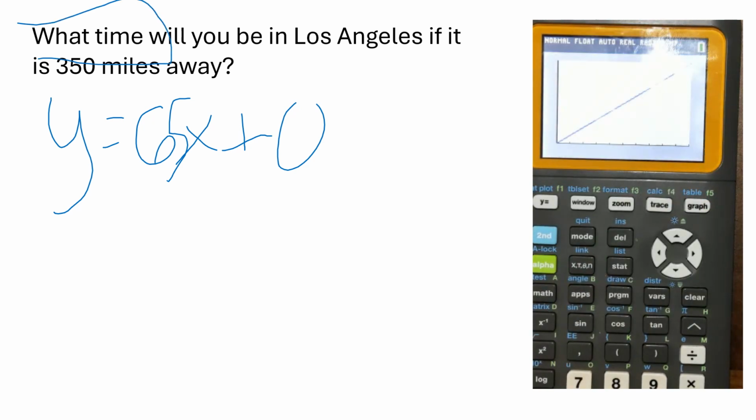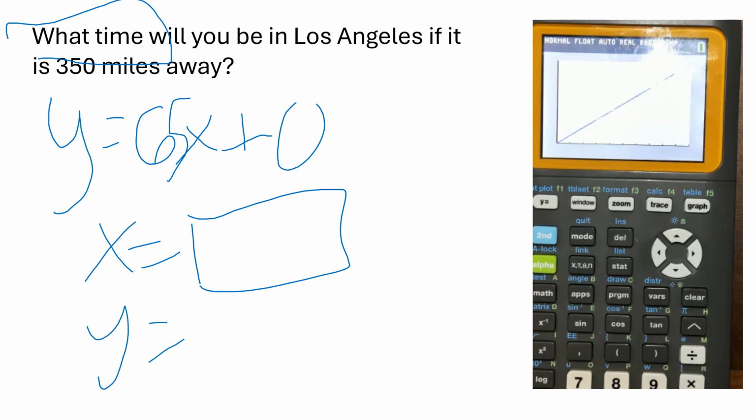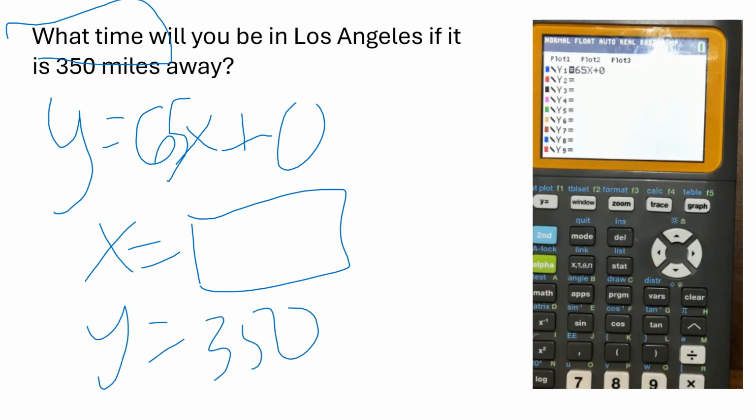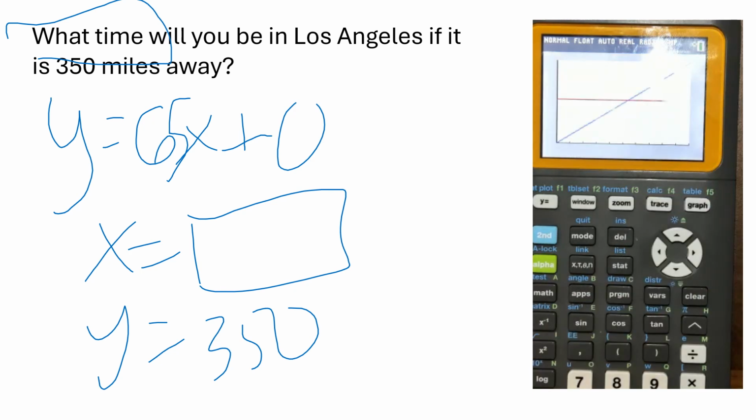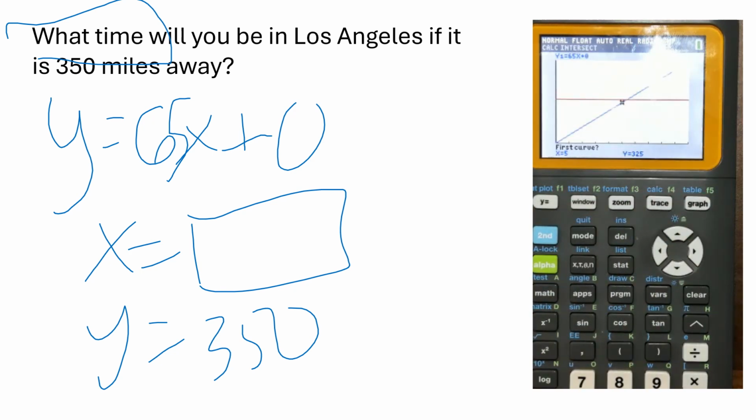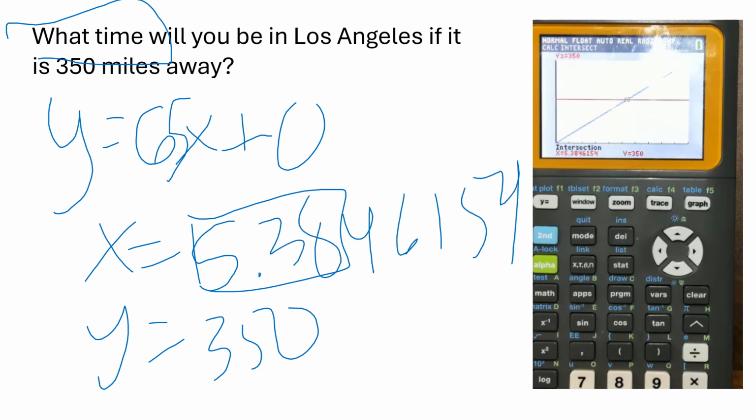At what time? So I'm looking for x. X is always time. And I'm given a y of 350. So if I come over here, I'm going to go down to 350 and let's find out where they intersect. Second, trace, hitting 5 and pressing enter 3 times. 1, 2, and 3. All right, let me write this down. X equals 5.3846154. What does this mean?